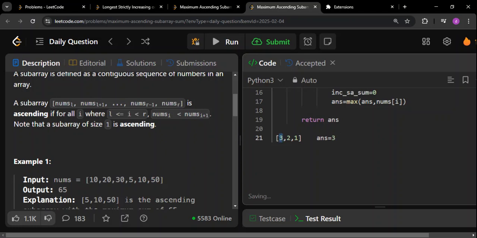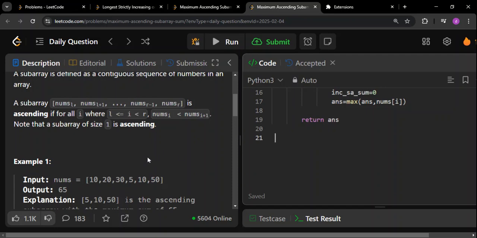Each subarray that can be formed in this case is of size 1, because a subarray of size more than 1 is not possible here, as that will not satisfy this condition. So in this case, the answer is going to be 3, because 3 is the highest element. That is something very important, so know this part also.